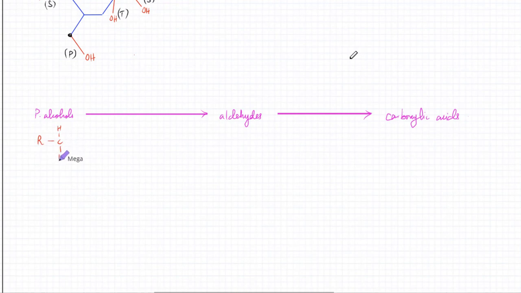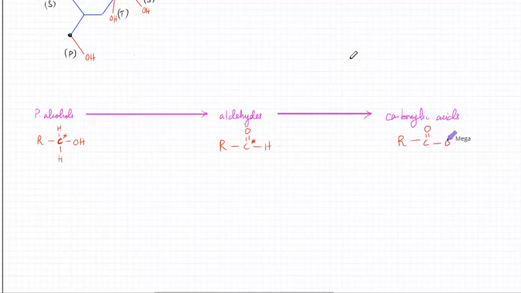And remember, all the changes will happen to the alpha carbon. Nothing should happen to the rest of the molecule. So everything would happen to this carbon atom over here. This will first turn into an aldehyde, okay? So it's the same carbon atom that turns into an aldehyde. This is what an aldehyde looks like, and then the same one turns into a carboxylic acid.